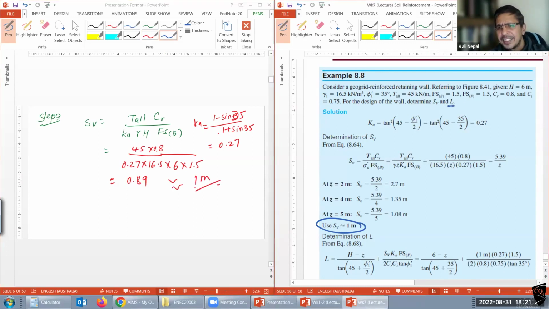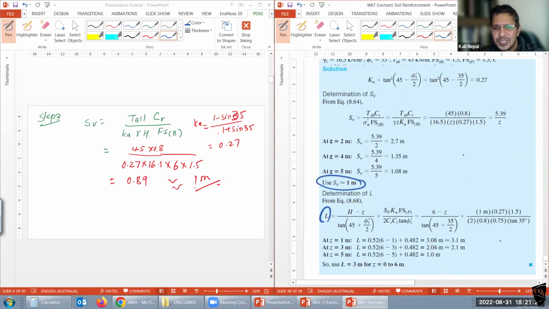What we need now? Length. Same thing. Length formula here. Maybe I'll not do it here because solution here, right? So all formula you can put that in. So Z varies. Can you tell me where will be the critical length, maximum length? At the top, right? When z equal to 0, isn't it? So you can use that directly and then check if you want. Good, right? And they use 3 meter.